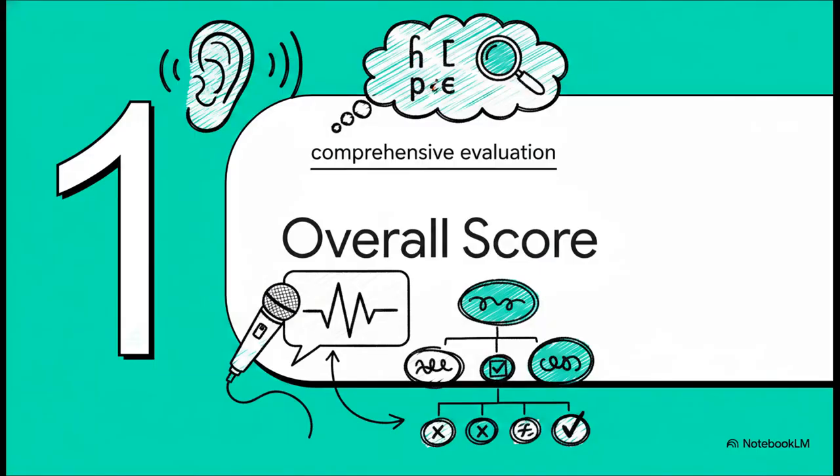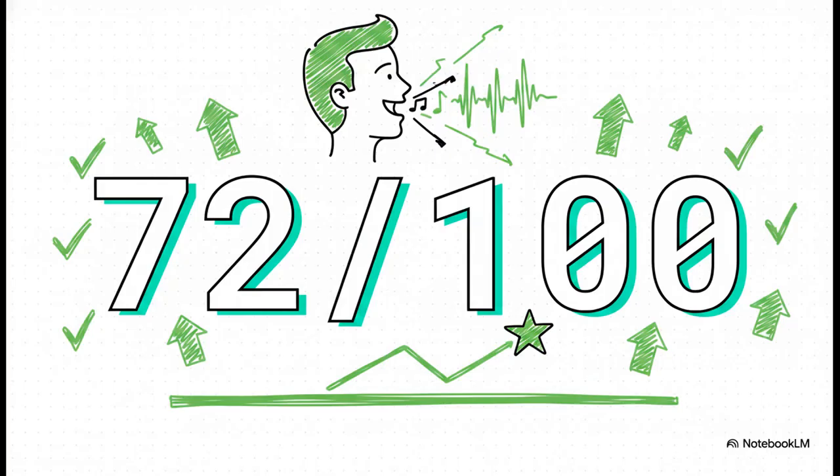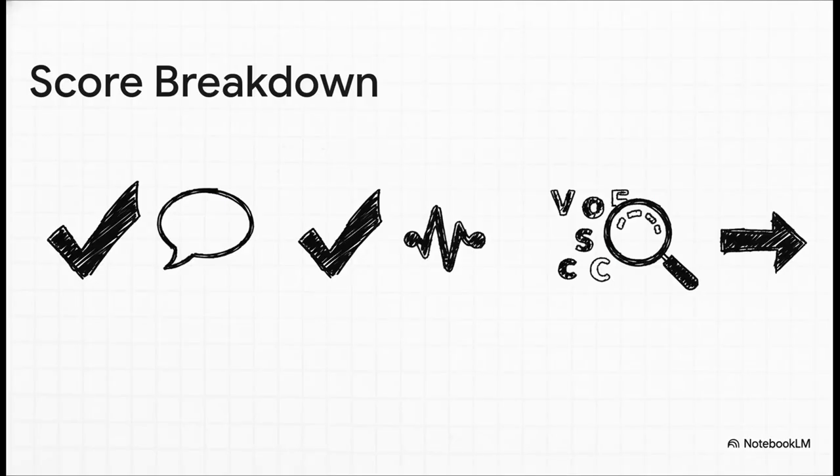Okay, first up, let's talk about that comprehensive evaluation score. Based on the analysis, your overall score is a 72 out of 100. And right off the bat, I want to say that this is a really solid foundation. It means your speech is definitely clear and very understandable. So, what goes into that 72?